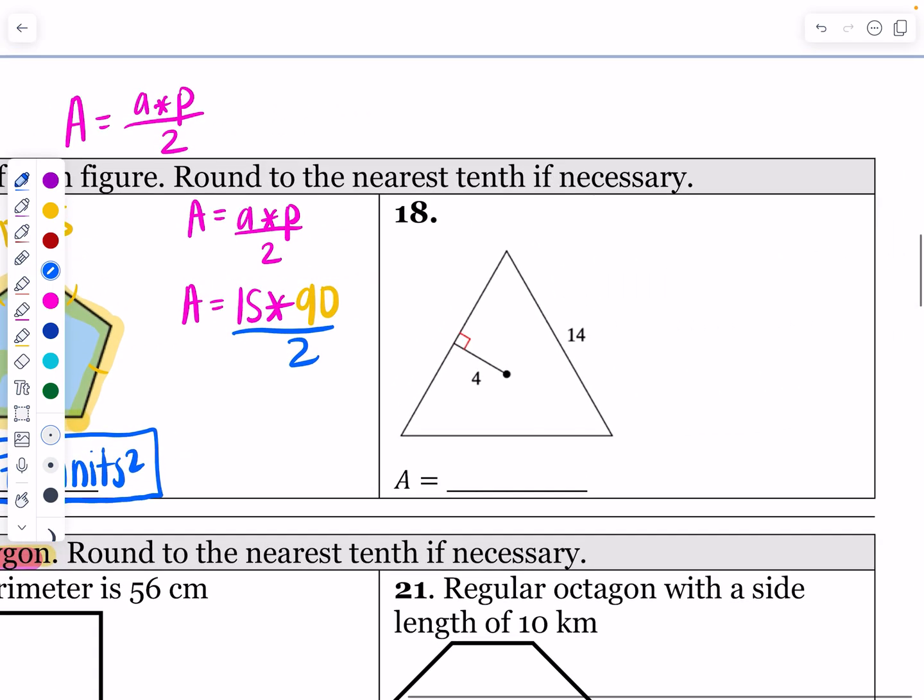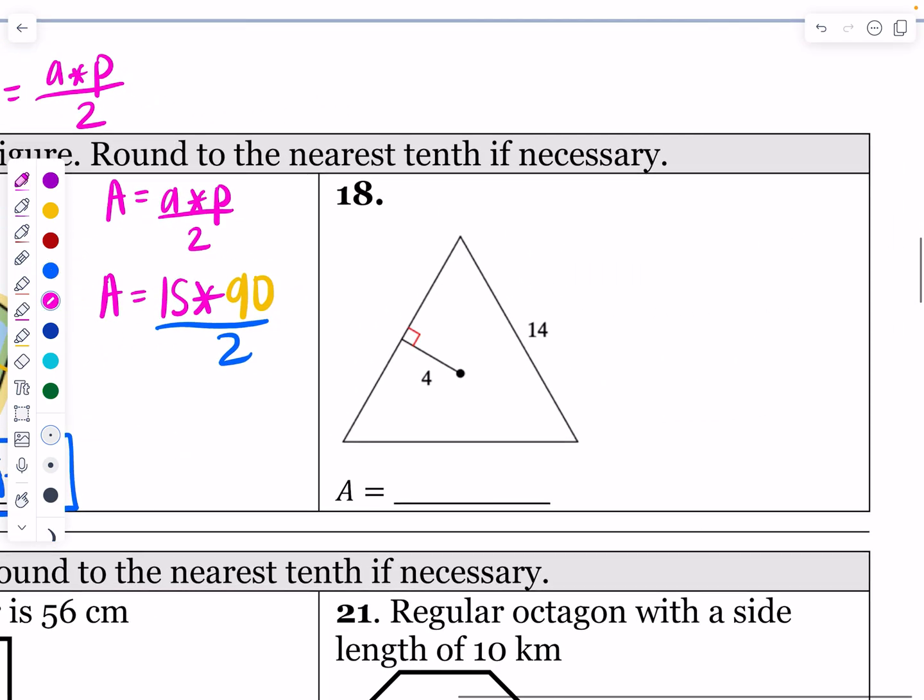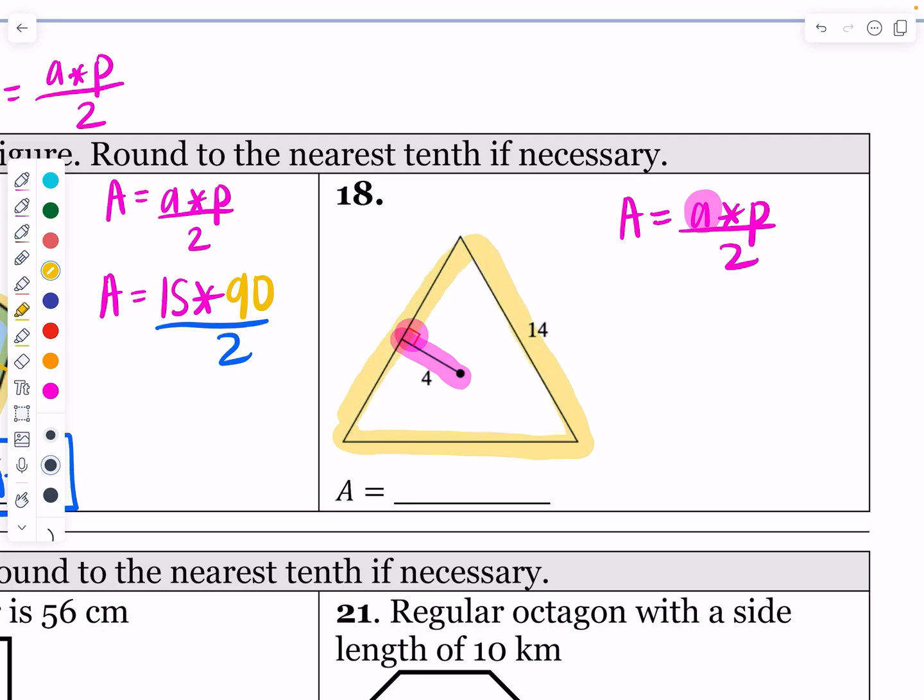All right, our last regular polygon in this section, we're given a side length and an apothem. So I'm going to do A times P divided by 2. So there is my apothem. It's 4. It has that right angle on it. It's the height of one of those triangles. My perimeter is all the way around the outside of the shape. We always say bring it around town in class. So that is going to be 14 times 3. 14 times 3 is going to give me a perimeter of 42.